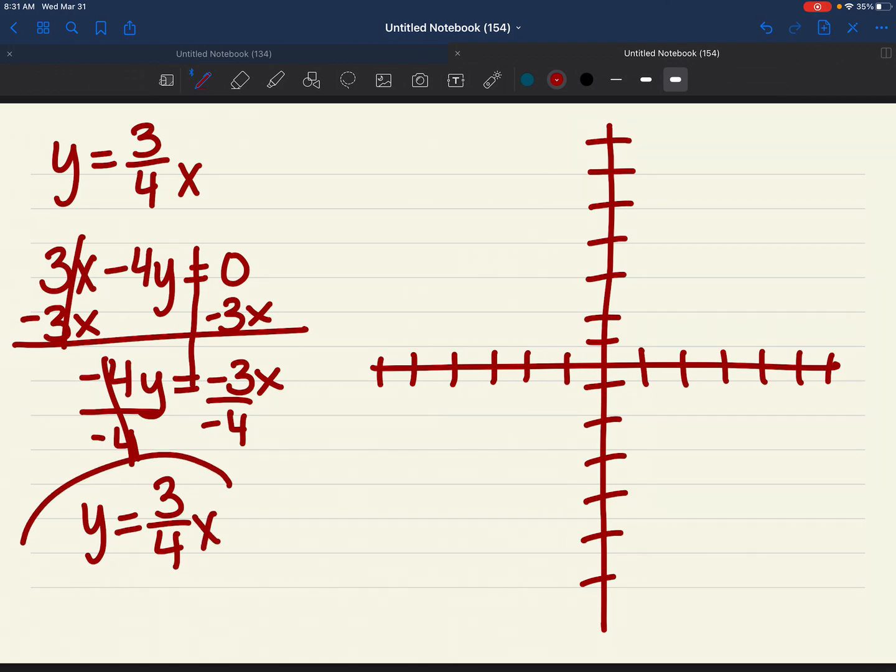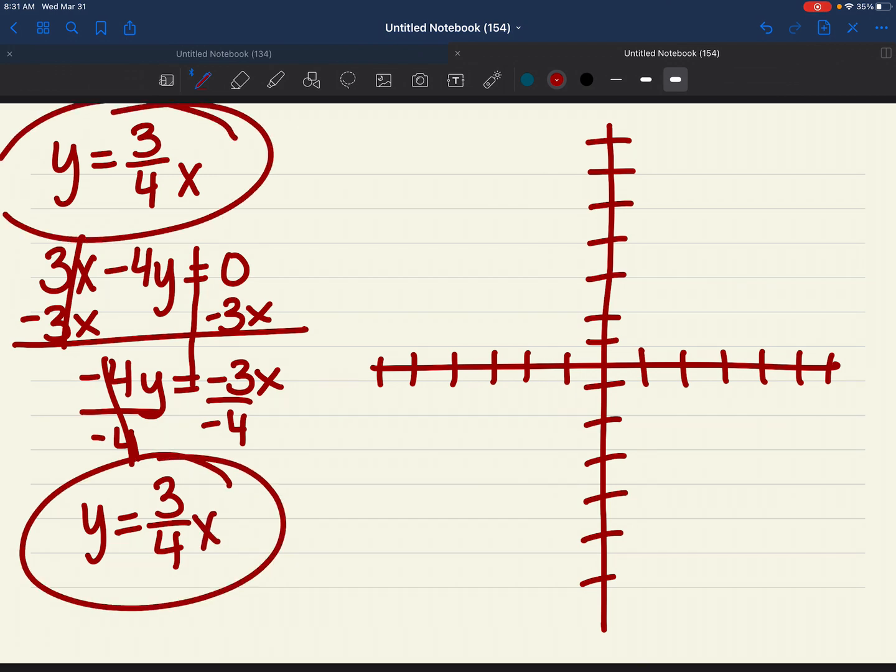Good. Okay, what do you notice about this and this? They're exactly the same. Do you already know what the answer is going to be? Yeah, we do. If you get that exact same equation, what's going to happen when you graph both of them? They're going to give you the same line, right? So we need to graph one of them to show that.